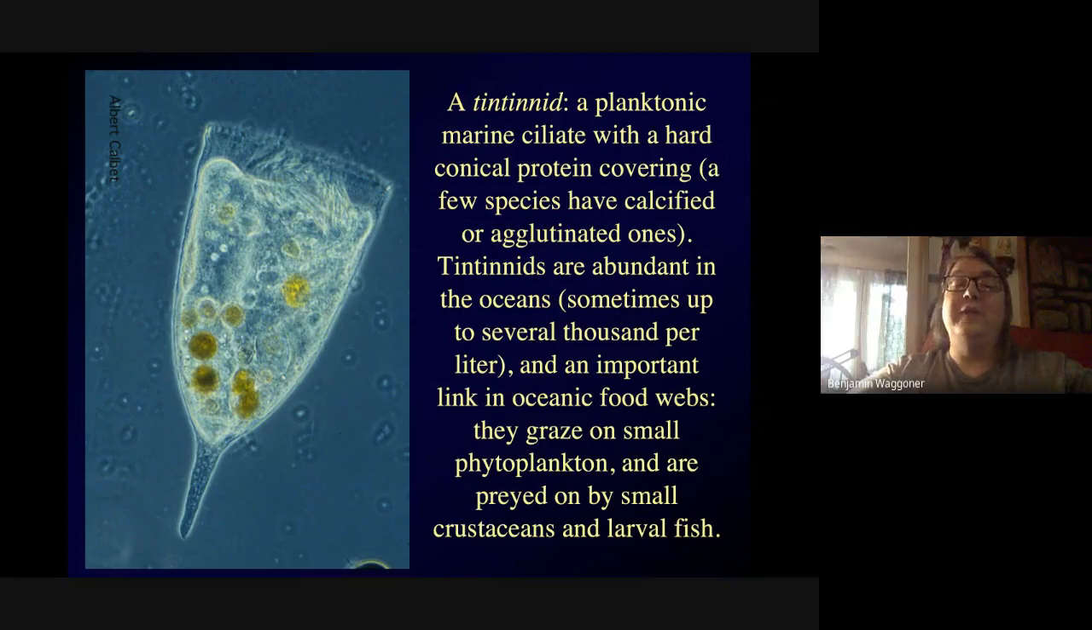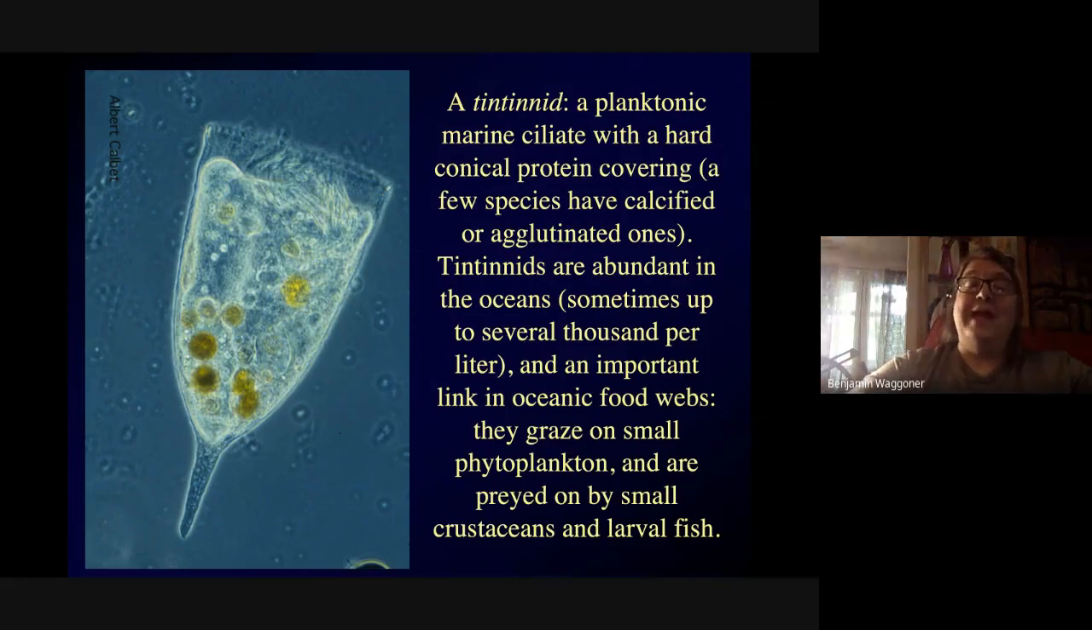And tintinnids you need to know because they're critical in ocean food webs. They may exist in up to several thousand per liter. If you take marine biology in the fall, I'm actually going to order some live plankton, and we'll probably find live tintinnids. These tintinnids graze on small phytoplankton, photosynthetic bacteria that may be 1 micron or less. And you can see those green spots inside the tintinnid here. Those are food vacuoles. That is very small bacteria and algae that the tintinnids are feeding on.